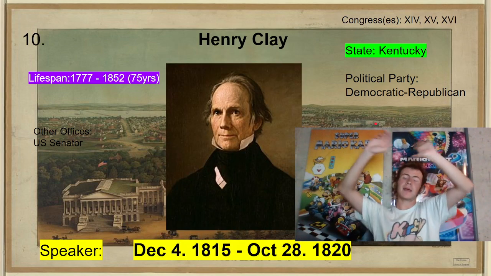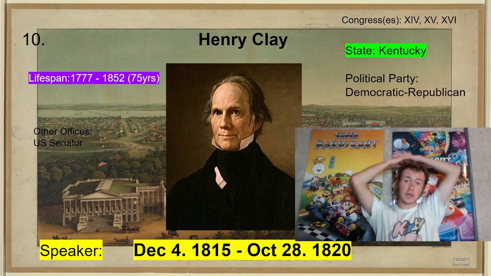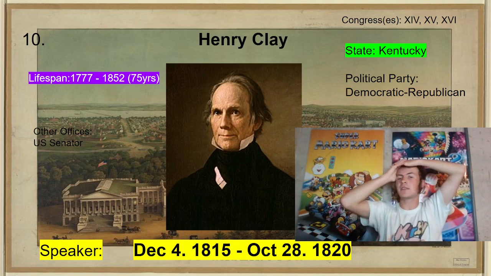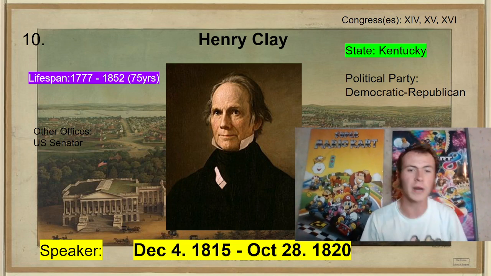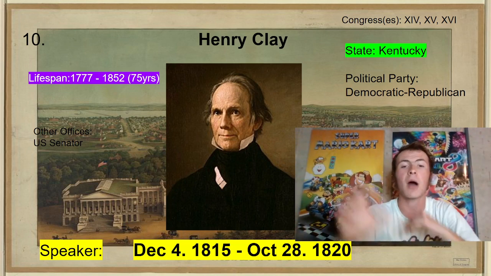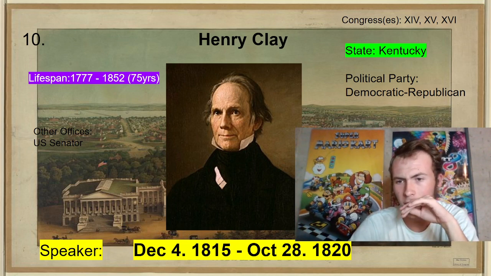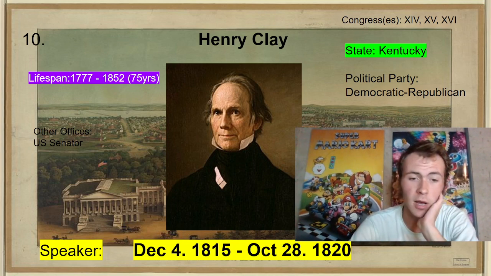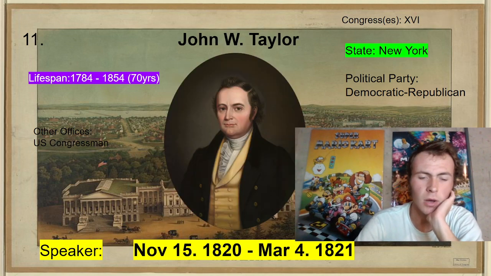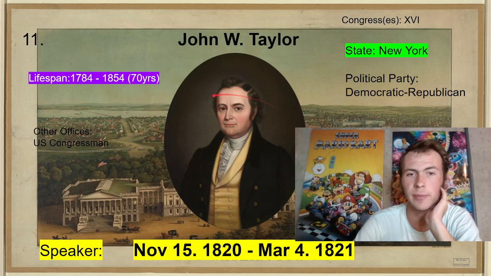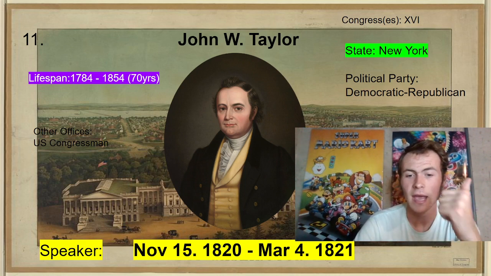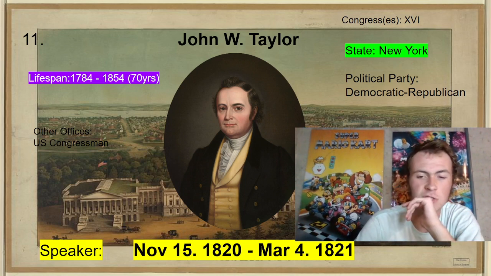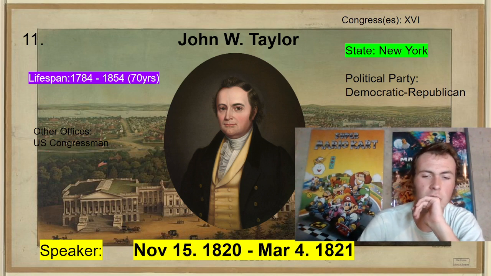Henry Clay's back. As you can see, he's presiding over the 14th, 15th, and 16th Congresses from 1815 to 1820. So October 28th, 1820, he quit again, or he got kicked out. I'm not sure exactly what happened with that. But he was a Democratic Republican also from Kentucky. Right after he got out of there, his replacement was John W. Taylor, who finished off presiding over the 16th Congress. He was from New York, Democratic Republican, and he was there from 1820 to 1821. Also previously a U.S. Congressman.